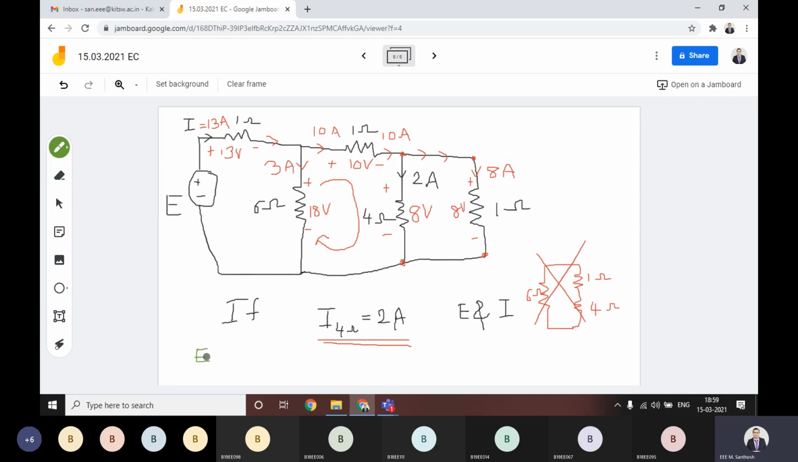If you are applying KVL, E minus 13 volts, that is this, then minus 18 volts, that is this one. Directly, the total voltage in this loop is equal to 0. Then what is the value of E? 31. 31. What is the value of I? The I value is equal to 30 amperes. I hope it is clear.